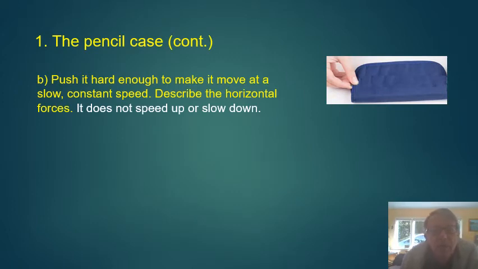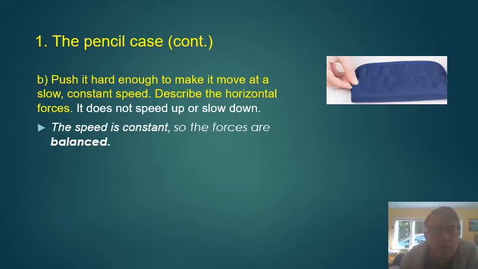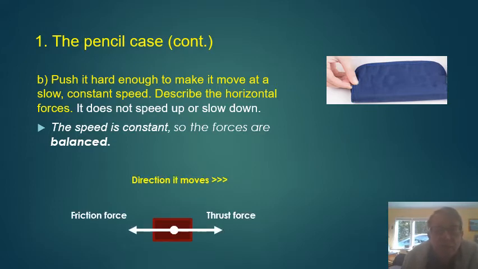What about when you push it hard enough to make it move? Now, if you push it hard enough so that it just moves at a constant speed, it doesn't speed up or slow down at that point. It's just moving at a steady pace across the desk. Well, this is again a situation where those forces are balanced. They're a bit stronger than they were before because you're pushing harder, but because it's moving at constant speed, again, they are balanced forces. Okay.